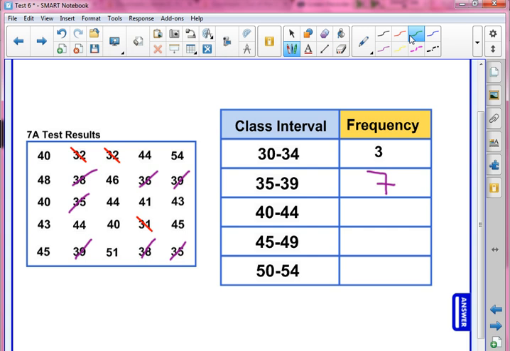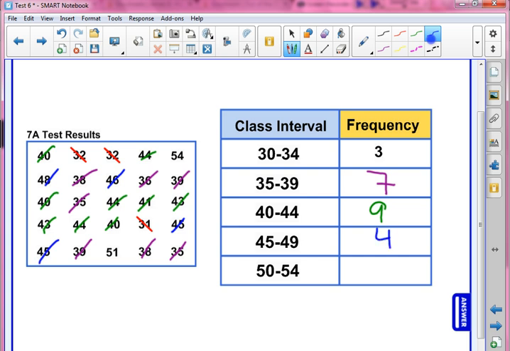Now I'm going to count how many numbers are in the interval 40 to 44. 40, 1, 44, 2, 43, 3, 44, 4, 41, 5, 43, 6, 43, 7, 44, 8, 49, 9. Then I'm going to count the numbers that are between 45 and 49. So I have 48, 1, 46, 2, 45, 3, 45, 4.